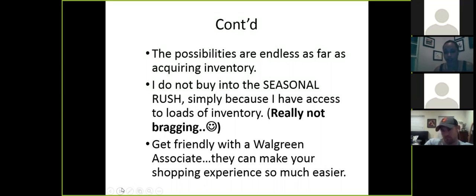I do not buy into seasonal rush, and I'm not really bragging, guys, I swear. But I think the seasonal rush gets too much for me because I'm basically doing this single-handedly. So in couponing and going for Christmas or Halloween, it's just a bit too much for me. I really don't have a problem acquiring inventory at all.